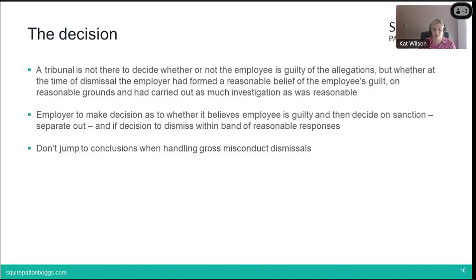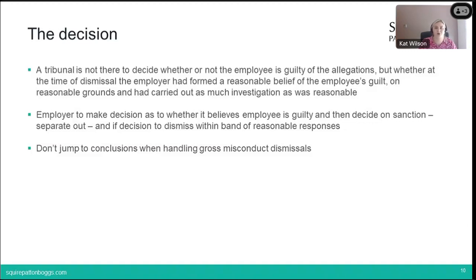The test is whether on the balance of probabilities the employer believes that the alleged act of misconduct took place. So in other words, are you satisfied that more likely than not the employee did commit the offences? And it's not for the tribunal to decide whether or not they committed the misconduct either. If it ends up in a tribunal for a claim for unfair dismissal, they're more looking at the process and whether it was reasonable, not whether he or she actually committed the misconduct that they're accused of.